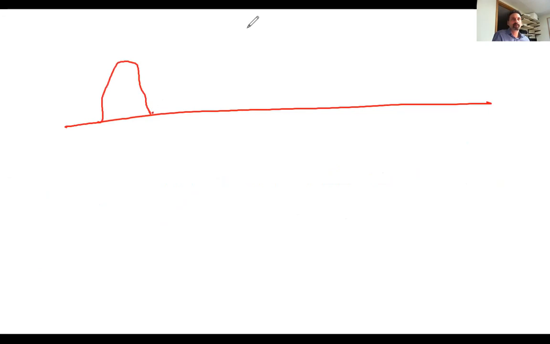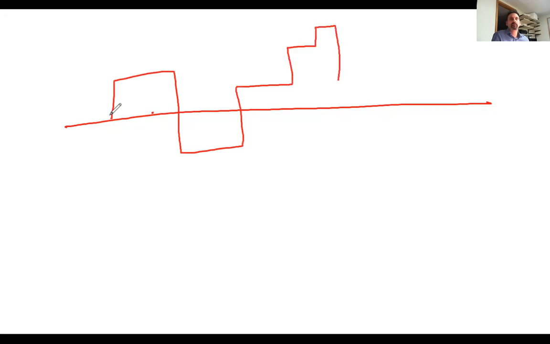Let's say you have this, and then you have some slanted thing, and then you have this again. So let's say that's waveform w1(t), and it possesses some amount of information. This is w2(t).